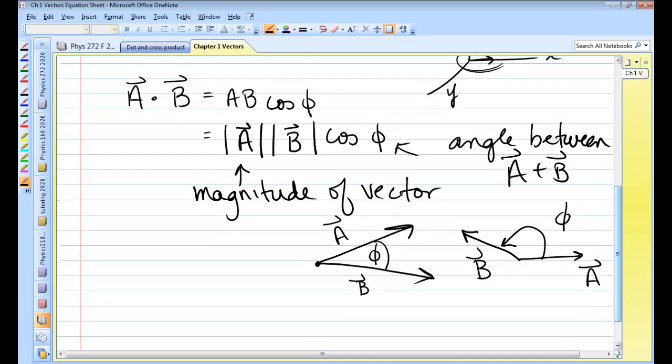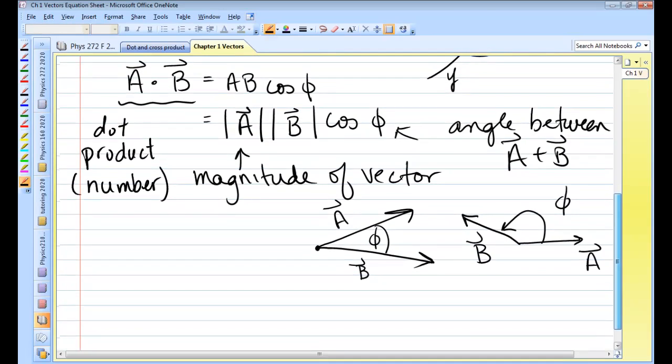Okay, so you always go the shortest distance between A and B to get the angle phi. And notice how the cosine could be positive, it could be negative. And so now this dot product, so this is the dot product, or scalar product. And this is just a number. It's not a vector. So it's a positive number, negative number, or 0.